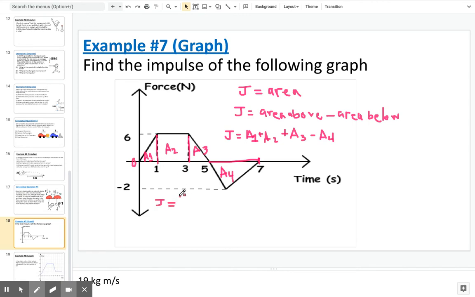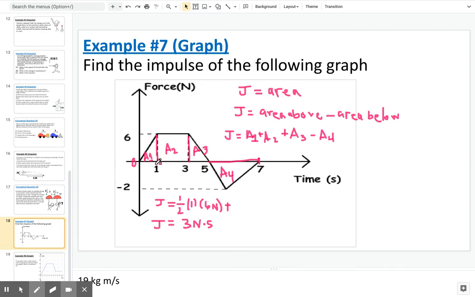Area 1 is a triangle, so I'm going to have 1/2 times the base times the height. My base is 1 second, and my height is 6 newtons. So I have 1 times 6, I get 6 Newton seconds. 6 times 1/2, I'm going to get 3 Newton seconds. So the units there work out as well. When we're taking the area, we get the same units we would for impulse. Okay, so I plugged in for A1. Now we're going to head to A2.